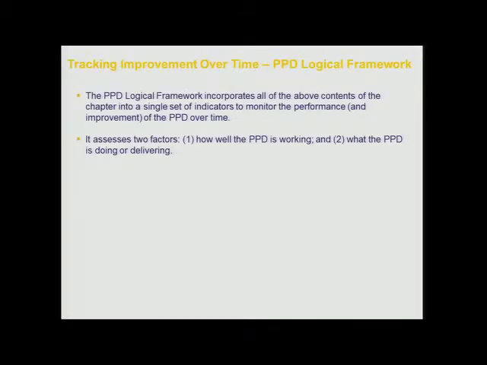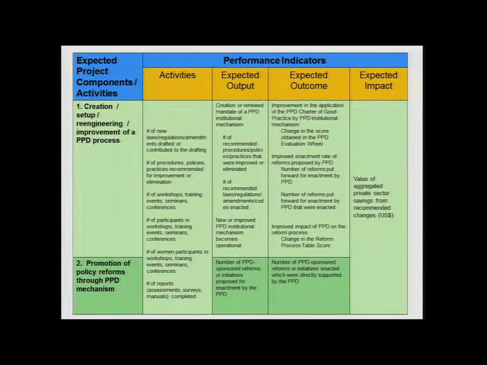Now, if we go back to the logical framework that we were at the beginning, and we apply it to the public-private dialogue, what are we going to do? Well, we're going to incorporate all the information that we learned until now on the PPD evaluation wheel, on the reform process table, on the actual outputs. And we're going to assess two factors: how well the PPD is working and what the PPD is doing or delivering.